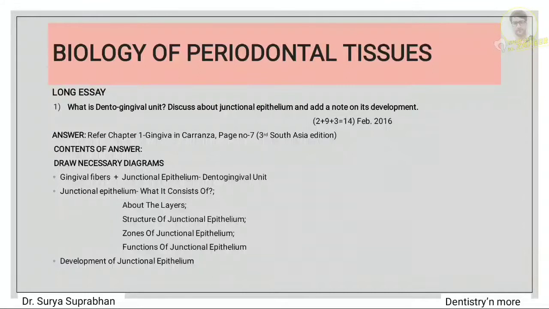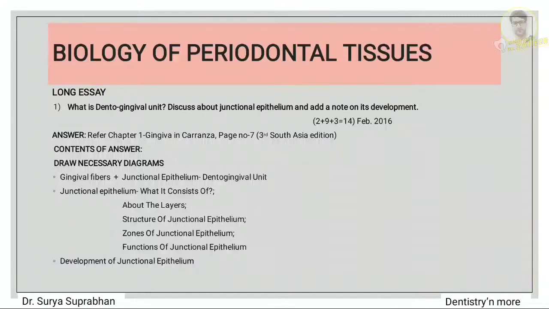Coming to the first question, what is dento-gingival unit, and discuss about the junction epithelium and add a note on its development. So this is a direct question from chapter 1, gingiva in Carranza. I have even added the page number for your references and convenience. So coming to the contents of this answer, so first part, that is what is dento-gingival unit. It is nothing but the gingival fibers and the junction epithelium, they together form the dento-gingival unit.